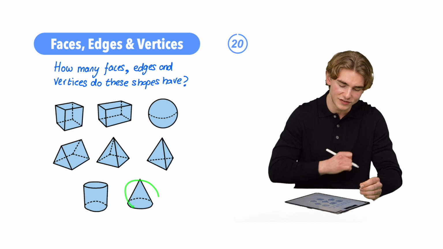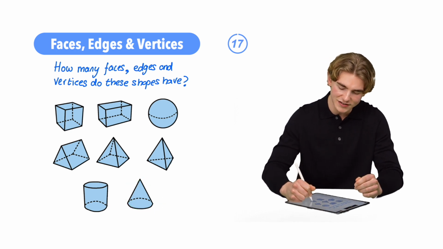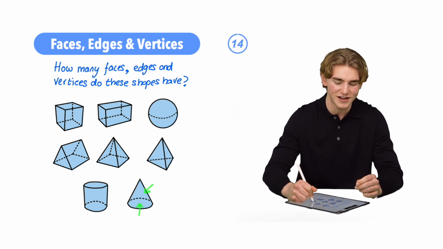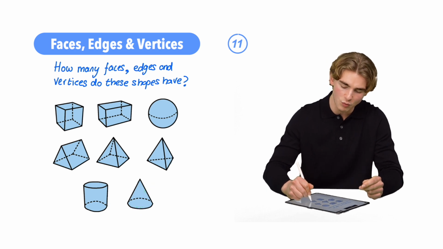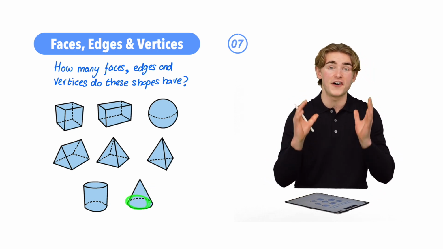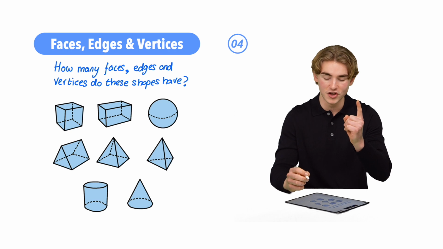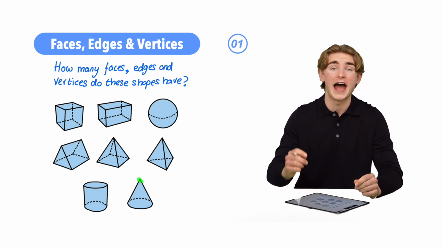Finally, our cone, guys, what's it going to be? Our cone is going to have 2 faces. It's going to have this bottom face, and it's going to have the curved face around the sides. Edgewise, it's going to have 1 edge around the bottom. And finally, to finish us off, we're going to have 1 vertice that is going to be the top of our cone.